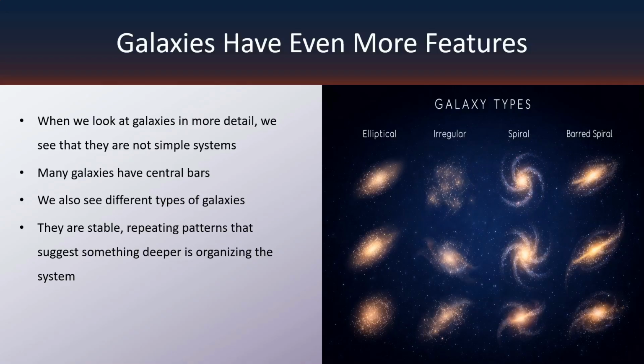Galaxies have even more features. When we look at galaxies in more detail, we see that they are not simple systems. In addition to rotation and spiral arms, many galaxies have central bars, regions of intense star formation, and large-scale flows of gas moving through the system. We also see different types of galaxies, some with 2 clear spiral arms, some with many arms, and others with very different structures altogether. These are not random features. They are stable, repeating patterns that suggest something deeper is organizing the system.